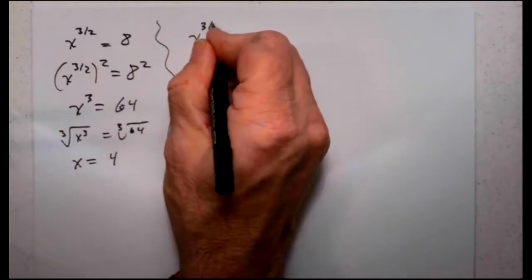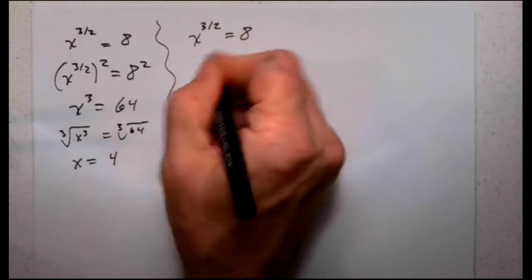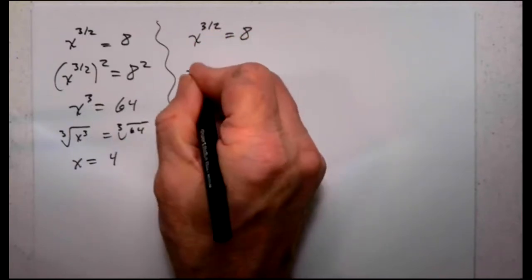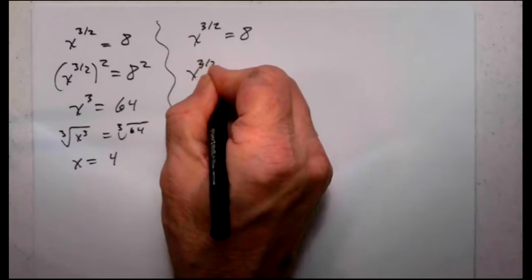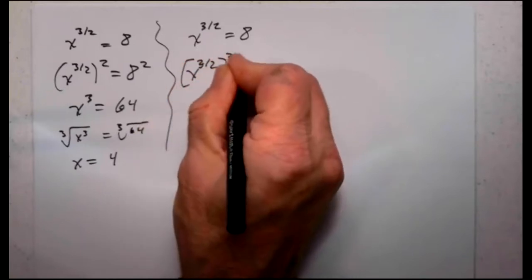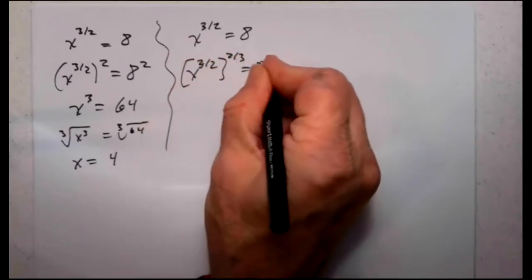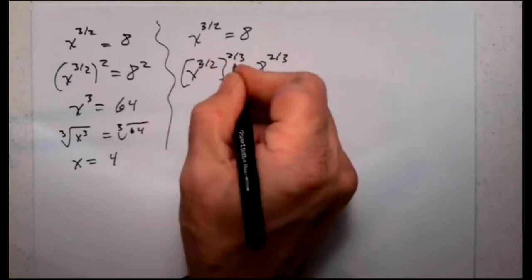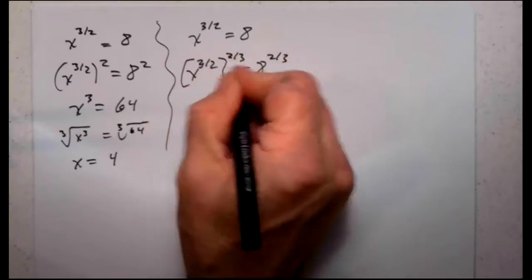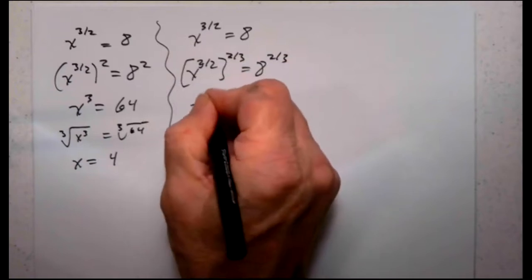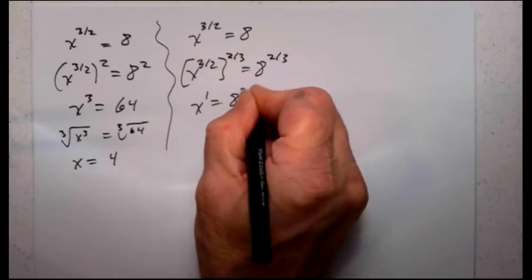Let's do it one other way. X to the 3/2 equals 8. Apply the 2/3 power to both sides. So we have x to the 3/2 to the 2/3 equals 8 to the 2/3. When you raise a power to a power, you multiply exponents. 3/2 times 2/3 is 1. I get x to the 1 is 8 to the 2/3.